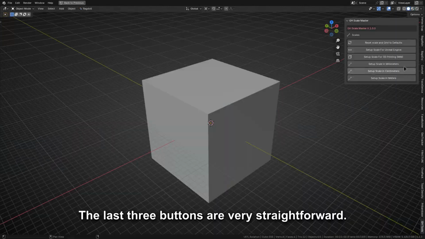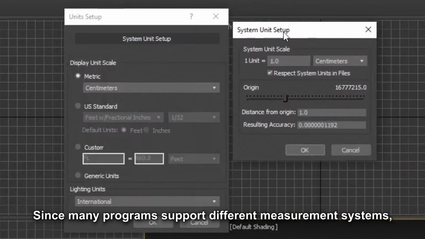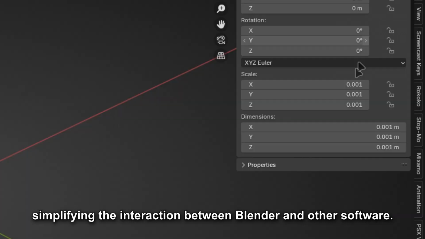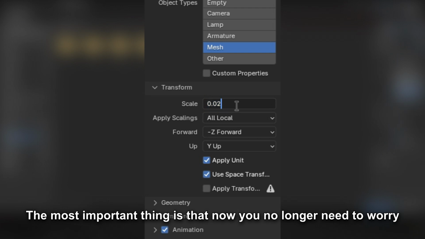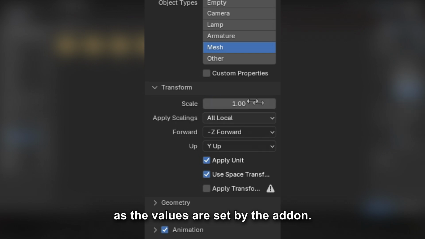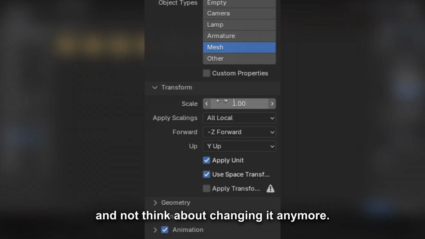Example 3. The last three buttons are very straightforward. Since many programs support different measurement systems, you can manually set the required units, simplifying the interaction between Blender and other software. The most important thing is that you no longer need to worry about changing the scale parameter during export, as the values are set by the add-on. You only need to set the parameter to 1 and not think about changing it anymore.